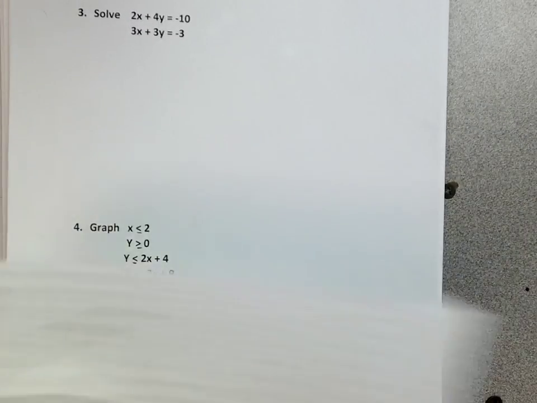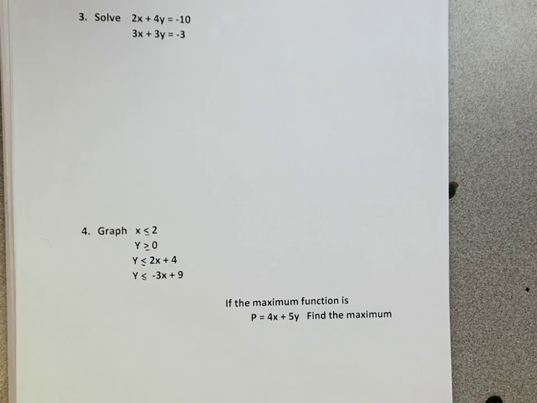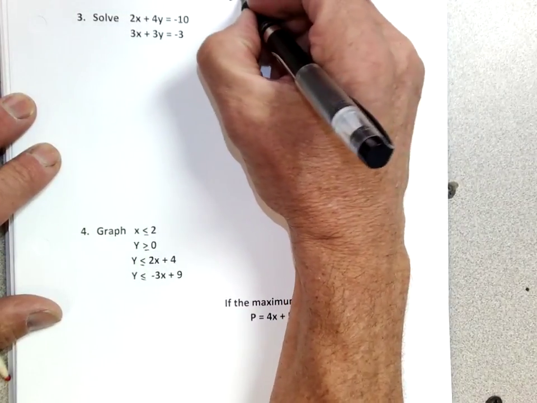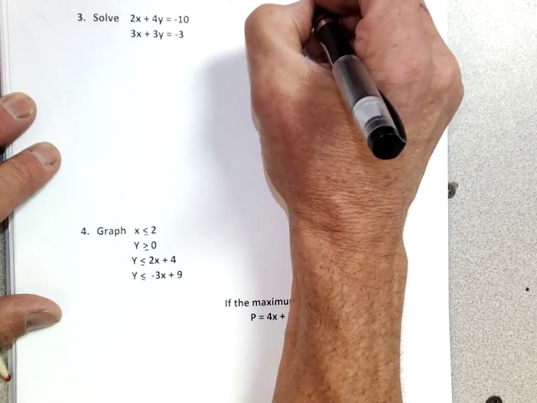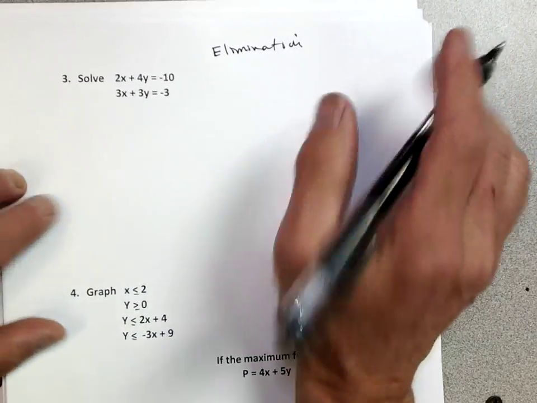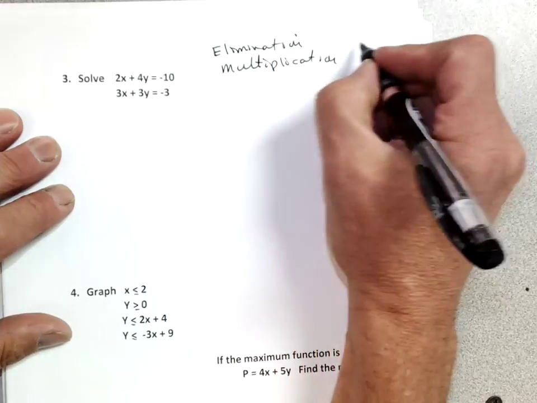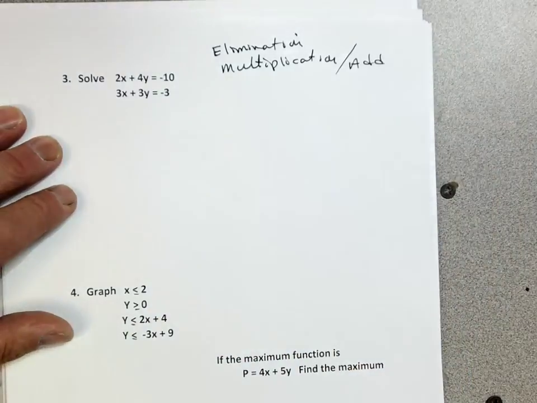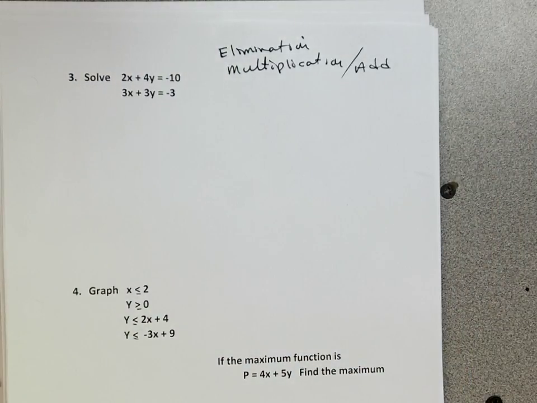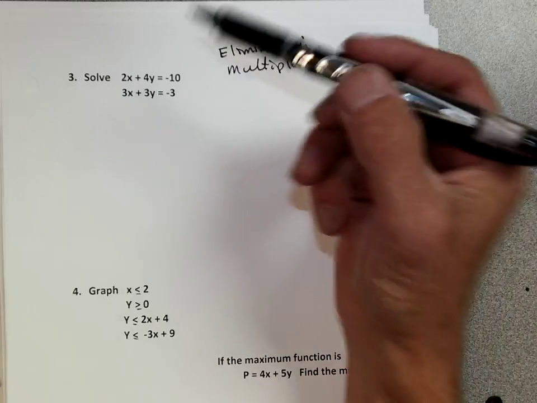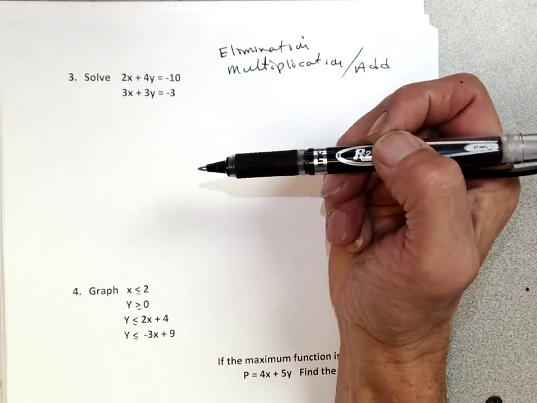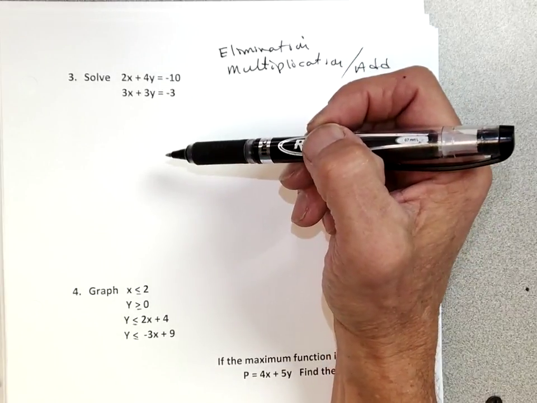Okay, number 3. It says solve. Well, one of the things I see about this problem is that if I had to solve for y first, I'd get fractions. So maybe I can do this one by elimination, which I like to call the multiplication addition method. The whole idea is to get them to be opposites. I can either make the x's opposite and cancel out, or the y's. Either way, I have to make them opposite.